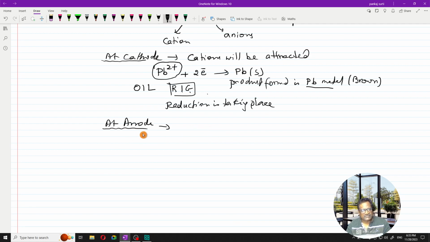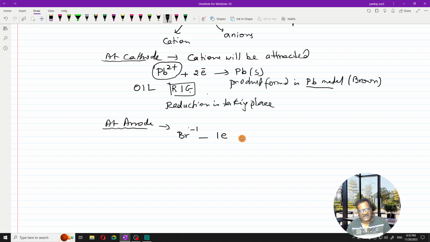So at the anode, what will happen? Because the anode is positively charged, it will attract the negatively charged bromide ion. You have to write the bromide ion in this way, with one negative charge. This bromide ion is going to come near the anode, and it will give away its electron. So I'll write minus.